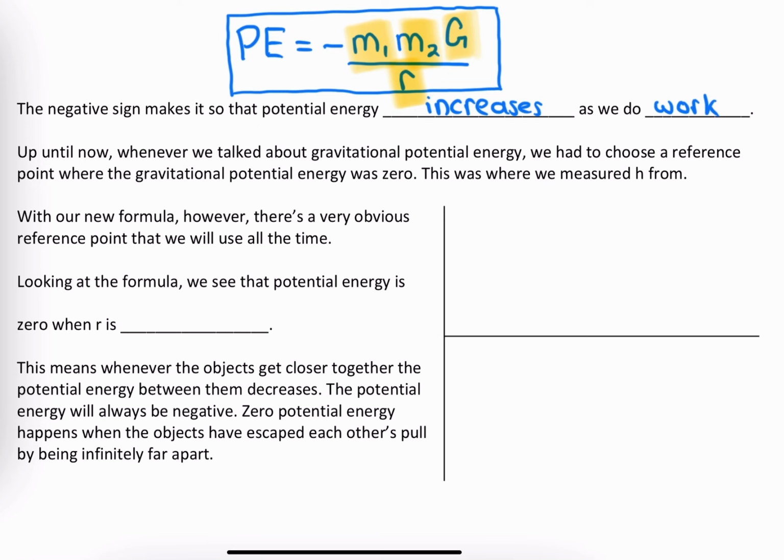Well, zero is a small number. And we already said that by making R bigger, this number here gets smaller. So if I want that number to be so small it becomes zero, I have to make R as big as I possibly can. And what could possibly be bigger than infinity? So when R is infinity, meaning I lift this object so high that I couldn't possibly lift it any higher, it's infinitely far away from the planet, that is where potential energy is zero.